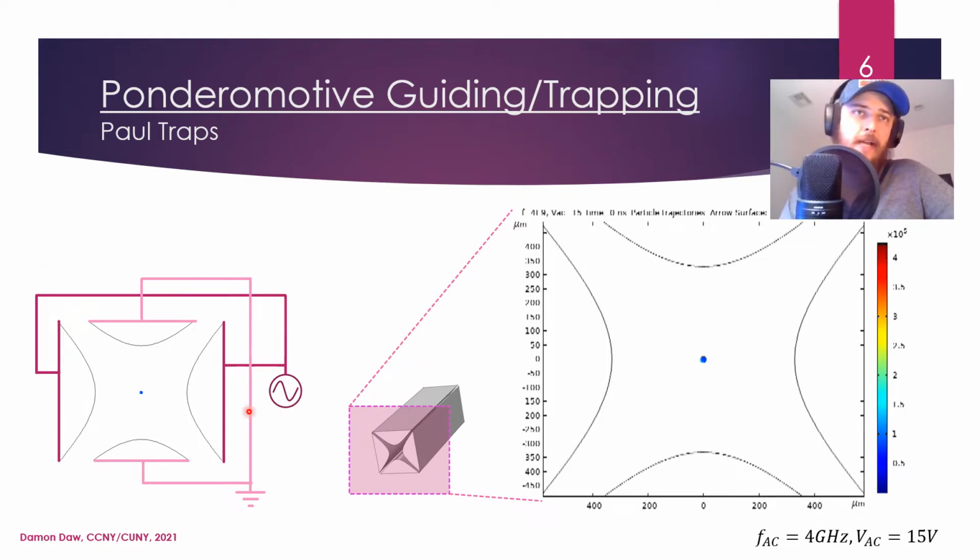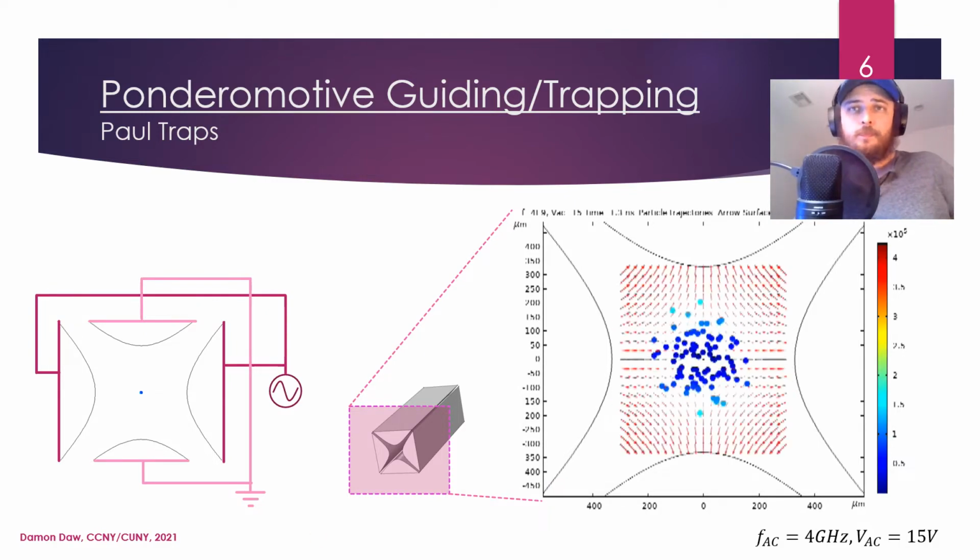So here's a little schematic of what an electrodynamic trap might look like. This is like a 2D cross section of a three-dimensional guide. These electrodes are hyperbolic and they make a quadrupole field that oscillates in time. So these two electrodes are connected to an AC source. These two electrodes are grounded. And let's see what happens when we play this video.